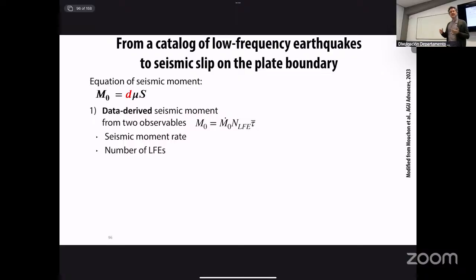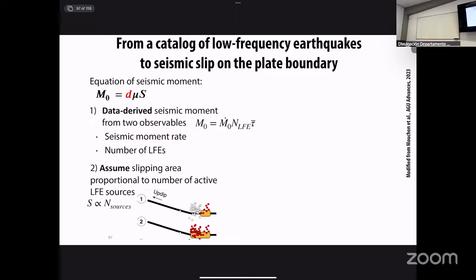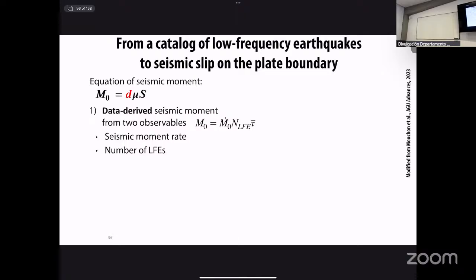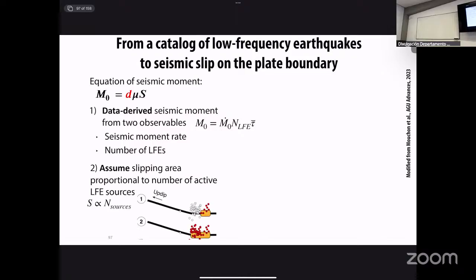So the geodetic data is sampled at 24 hours or 6 hours in our data set. And so we want to estimate the amount of seismic fault slip on either 24 hours or 6 hours so that we can compare the two. So we integrate the moment rates that we get from the low frequency earthquakes over either 6 hours or 24 hours. And so that involves two observations: seismic moment rate, which is dependent just on the displacement amplitude in the far field, and then the number of low frequency earthquakes that we see.